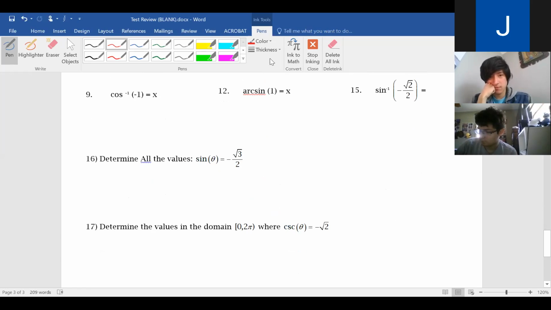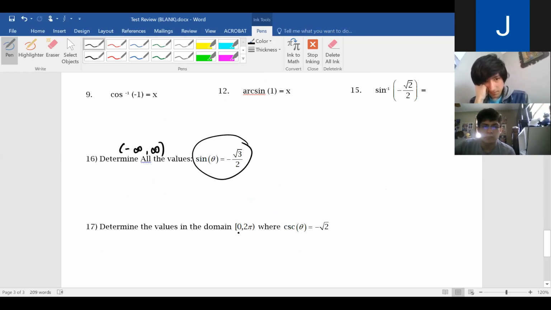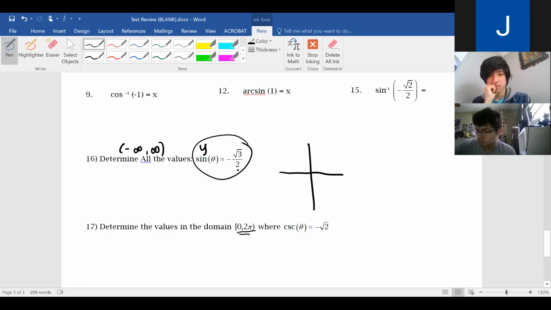Other questions that I think might occur will be something like 16, where it is all values of this. So it doesn't say anything. So this is going to tell you that it is on the infinite, because it doesn't give you a range like number 17 where it says it wants to go into pi. You need to know that sine is y. So where is negative 3 root 3 over 2? You know that the y values are here and here with your negative root 3 over 2. Plus you have your unit circle.